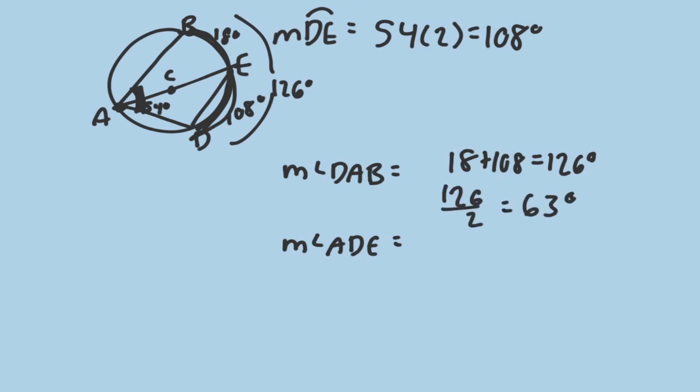And then angle ADE, so looking at this angle, it's an inscribed angle, and the intercepted arc is a semicircle. So that must be 180 degrees, which means the angle must be half of that. So that's 90 degrees.